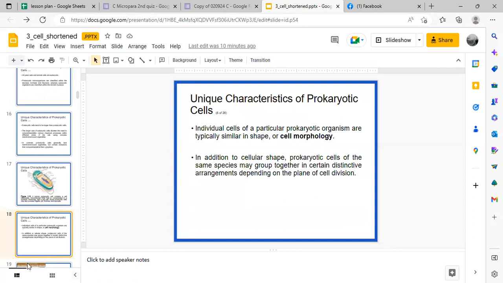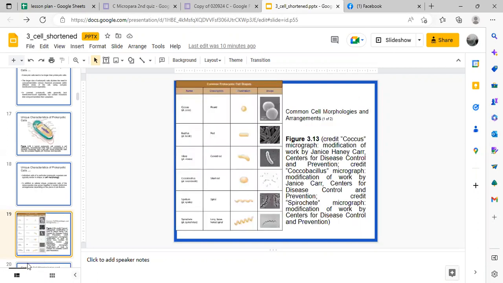Okay, so we will learn about the cell morphology. So in addition to cellular shape, prokaryotic cells of the same species may be grouped together in certain distinctive arrangement depending on the plane of cell division. So let's look at several shapes. So yung pabilog, it's called coccus. Rod shape, it's called bacillus. Pag medyo curved yung rod, so we call it vibrio.